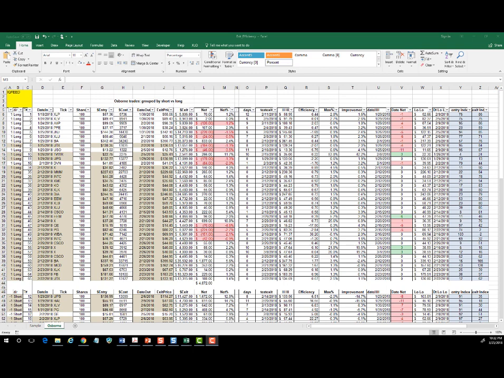Part 1 talked about the concept behind the ideas. We're building on the work of Chuck LeBeau. So this is the spreadsheet implementation. I'm going to show a set of trades from Glenn Osborne, who's been working on this in the advanced swing course.